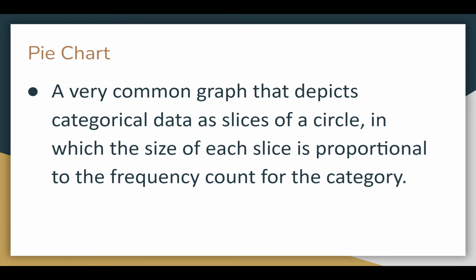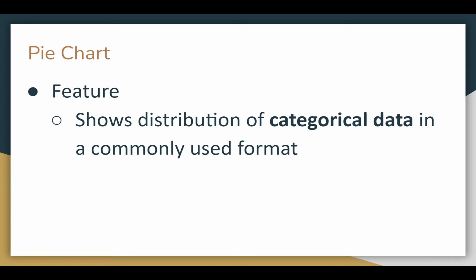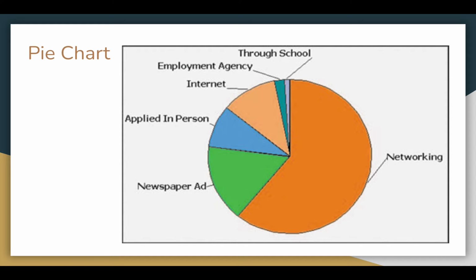Okay, so a pie chart, you probably worked with these some. It's a very common graph that depicts categorical data. So a pie chart is categorical, it's not numerical. It's broken up into slices of a circle, where each slice is proportional to the frequency count for that category. A pie chart shows the distribution of categorical data in a commonly used format.